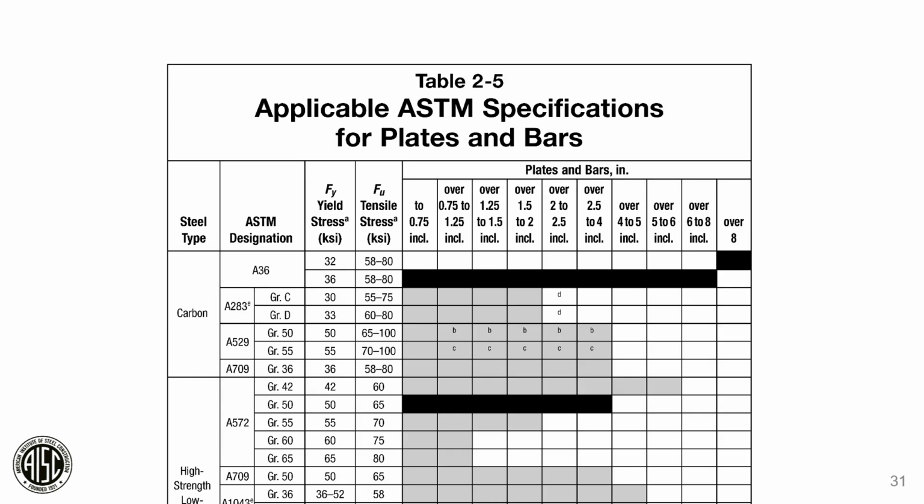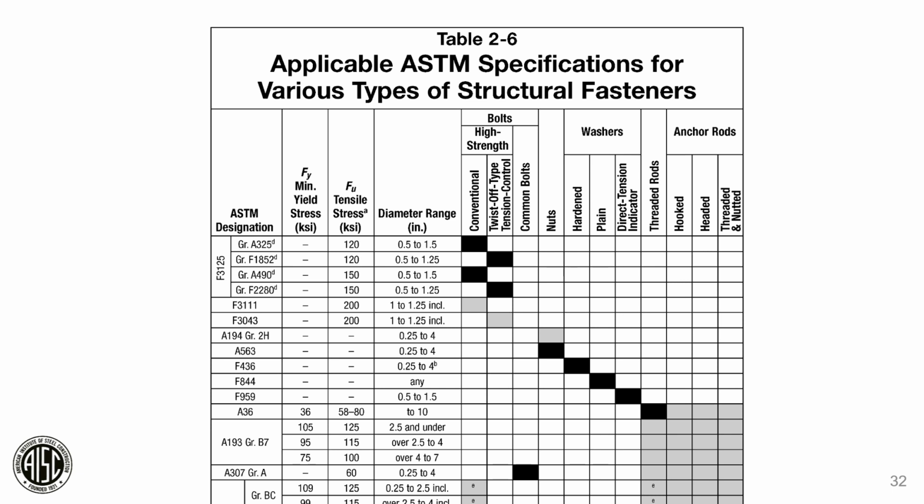Also, Table 2-5 has information on plates and bars, exactly the same way with the areas grayed out and also the bold black areas, which is the preferred specification. Table 2-6 deals with structural fasteners. Similarly, this has the black boxes and also the gray boxes on here.